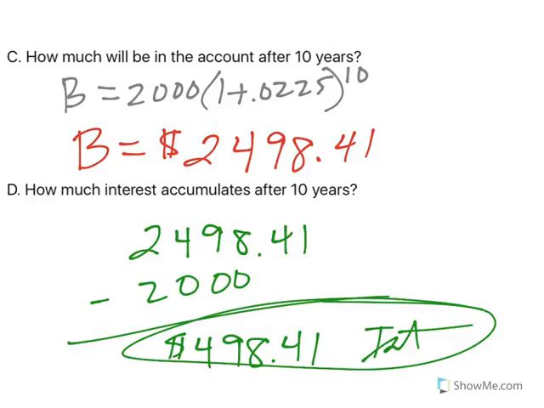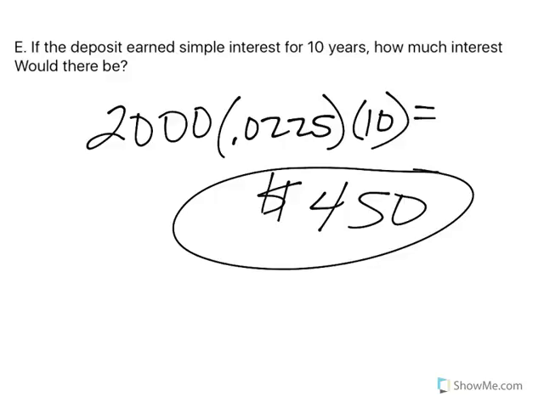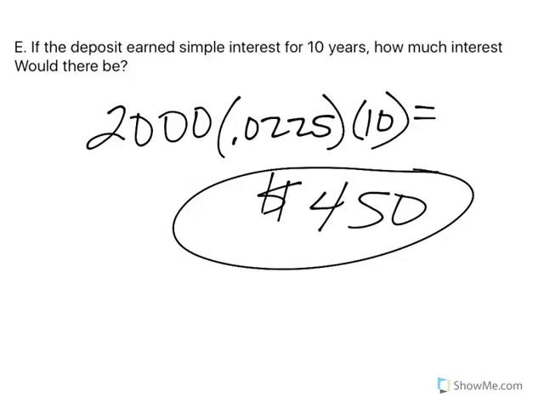Now let's compare. Part E. What if it had been simple interest? How much interest would there be? Well, remember, simple interest is principal times the rate times the time. And if I type that into my calculator, I would get interest of $450. So simple interest is $450, compound interest $498. So you earn more than $48 more in the same amount of time just by compounding annually versus simple.